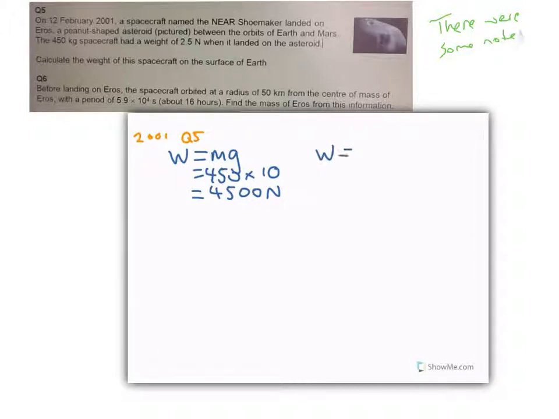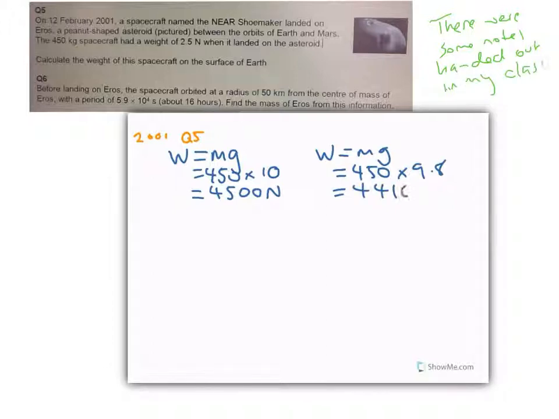So for that same calculation again, using 9.8, 450 times by 9.8, and that will be equal to 4410 newtons. And that's question 5. So for question 6, reading through the thread for question 6. Before landing on Eros, the spacecraft orbited at a radius of 50 kilometres from the centre of mass of Eros, with a period of 5.9 by 10 to the 4 seconds, which is around 16 hours. Find the mass of the asteroid from this information.